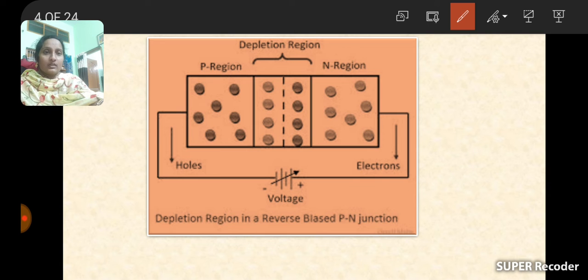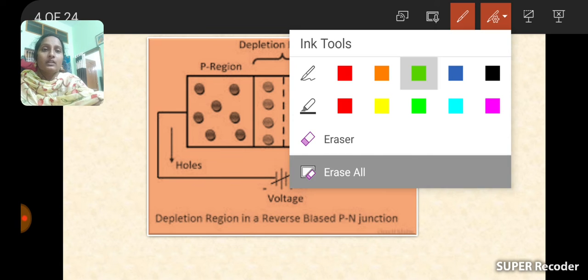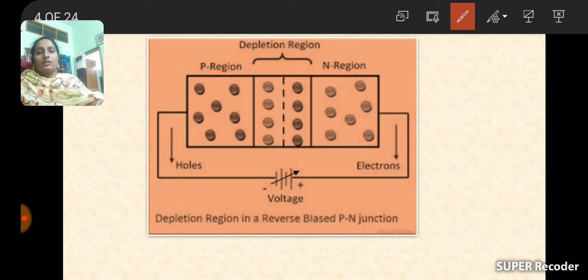Is it clear? So this is the construction of the varactor diode. Simply, it is made with a PN junction diode, and the PN junction diode is under reverse bias condition. The P region is connected to the negative terminal and the N region is connected to the positive terminal, so that all majority charge carriers move towards the battery. Minority and immobile charge carriers only move towards the junction, and these immobile charge carriers will form the depletion region.